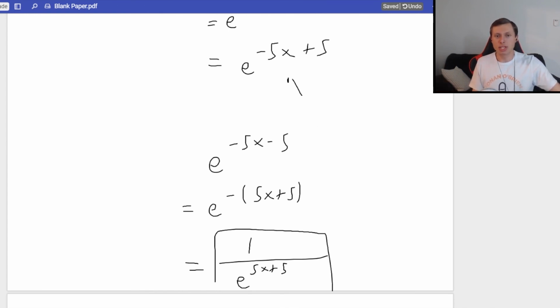Because it really doesn't look that much nicer. If I were to rewrite this, what would this look like? Think about this for a second. It would be 1 divided by e to the positive 5x minus 5. Does that look nicer than what we have right here? I don't think so. I think this is just as horrible. So I like both of these. Does that answer your question? Yes, thank you so much.